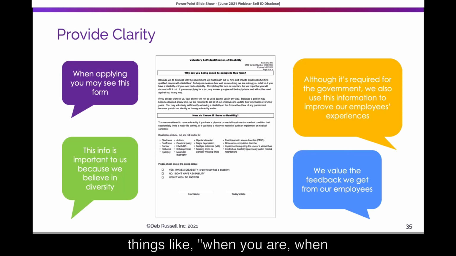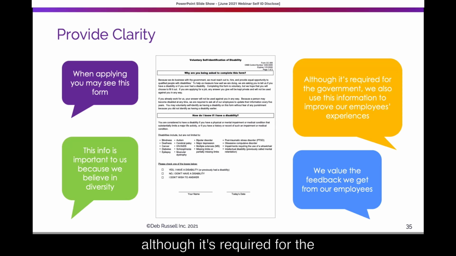We said things like, when you do your onboarding paperwork, you might see this. So when you're talking about this very strict prescriptive form that the government has given people to now complete, as an employer or a potential employer, you can actually put communication around it. You can't change the form itself, but you can start with, when you're applying, you may see this form. The information is important to us because we believe in diversity, or because we believe that disability makes our businesses better.